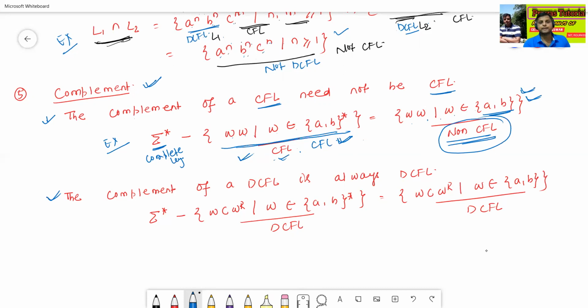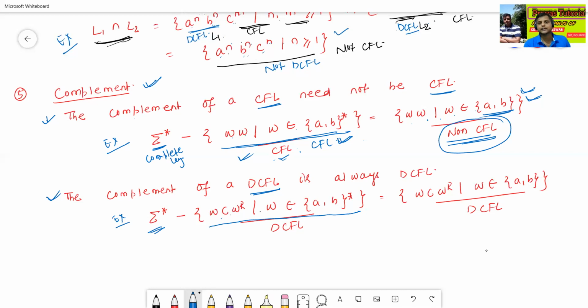The complement of a DCFL language, a deterministic context-free language, is always a deterministic context-free language, or DCFL. Okay. Now we'll see the example. Sigma star means the complete language. Now we'll take one example here.